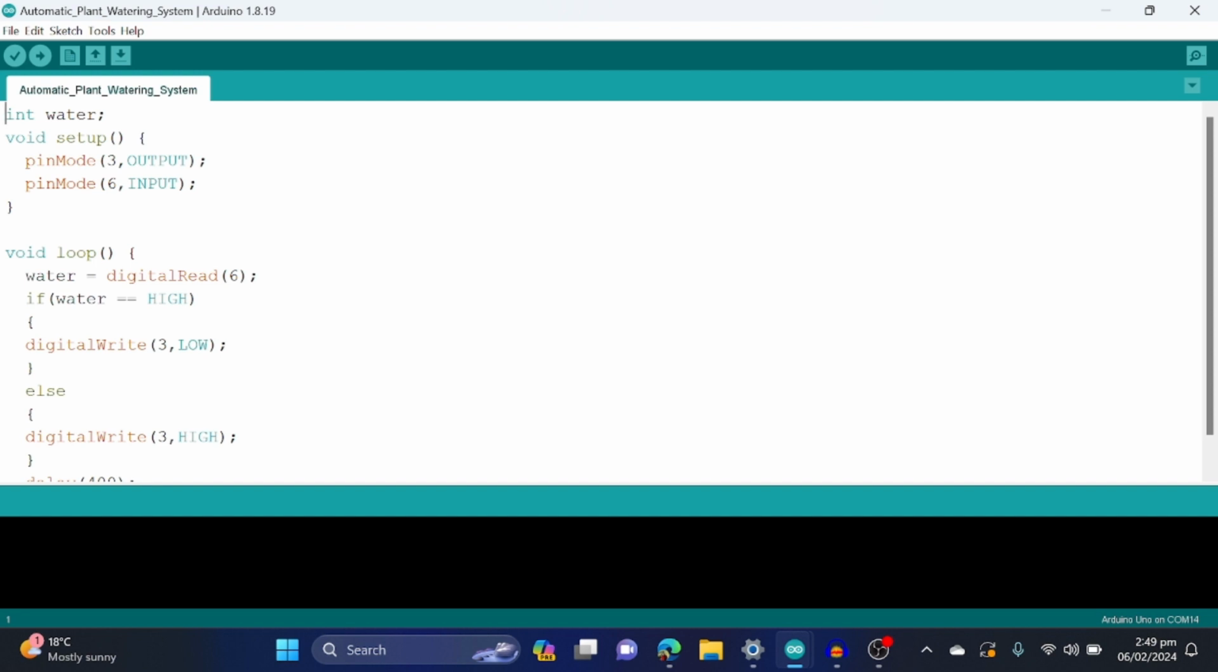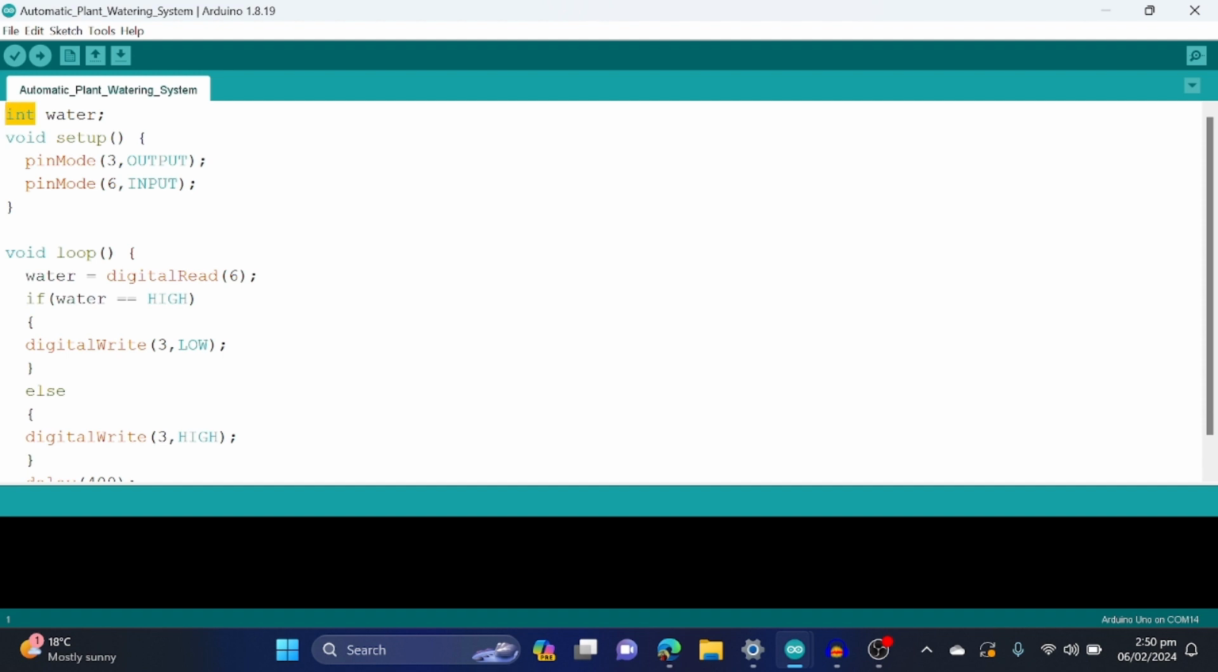The main thing you need to learn is that we will be using a soil moisture sensor with a module which gives us a digital output, which means a high output or a low output. You already know a high means 1 and a low means 0. So let's get started with this one.